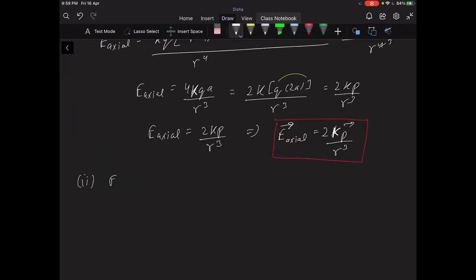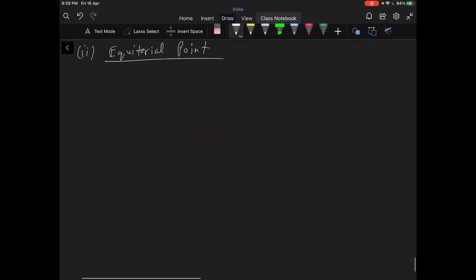All right. Next we have the equatorial point. For the equatorial point, similar but not the same. Minus Q, plus Q. Equatorial means somewhere here. I'm at a distance of R from the center, which is O basically. I'm at a distance of R from the center.